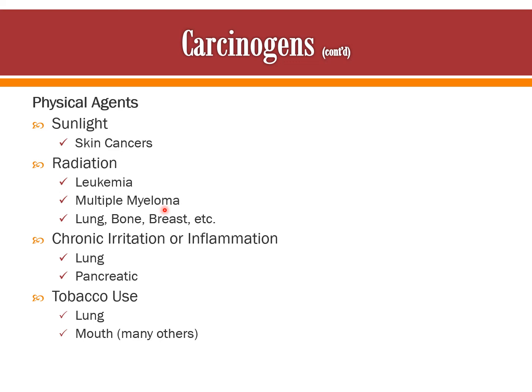If you have any type of chronic irritation or inflammation in your body, so inflammation is never a good thing, that can put you at risk for getting things like lung or pancreatic cancers. Tobacco usage for sure, so you can get things like lung and mouth types of cancers.